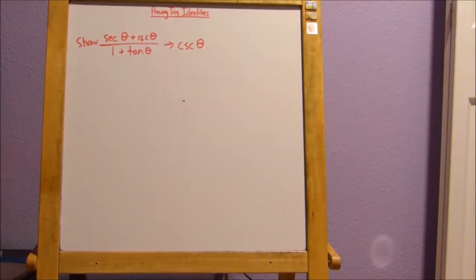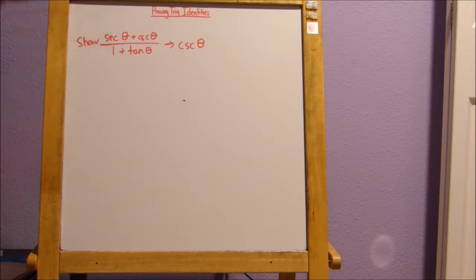Okay, now let's try a harder trig identity problem. So here we have show that secant of theta plus cosecant of theta over 1 plus tangent of theta yields cosecant of theta. Now this looks a little bit overwhelming, but if you just take it real nice and slow, it'll be okay.